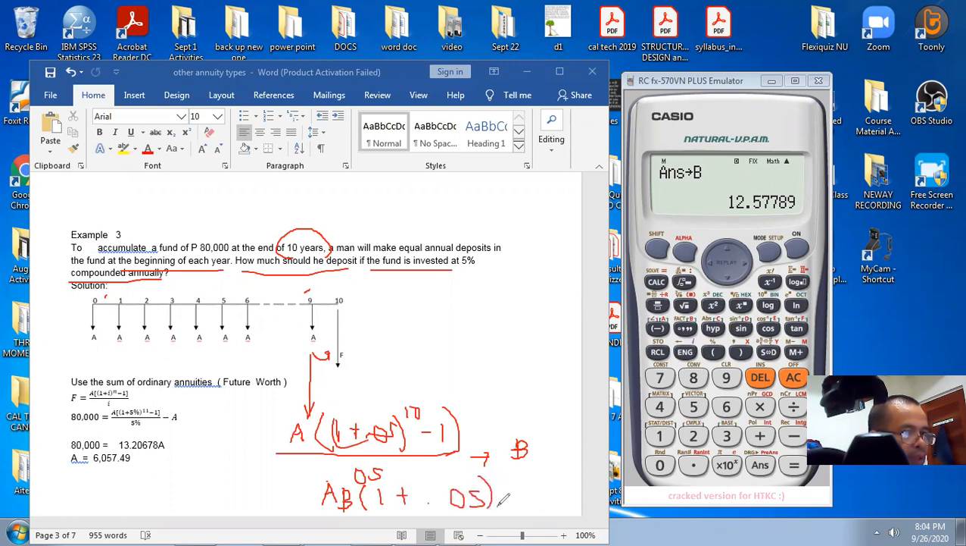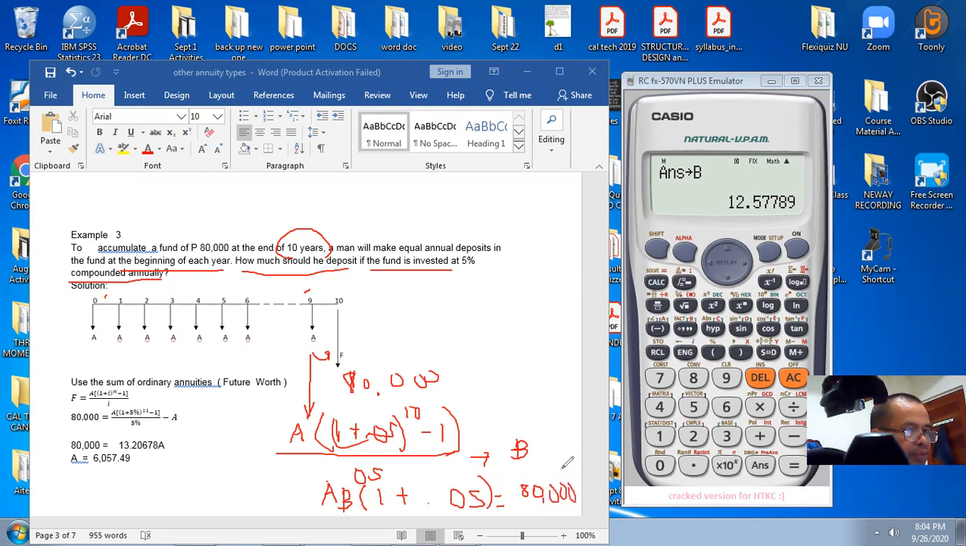And this must be equal to what? This must be equal to, the total value must be 80,000 here. So that must be 80,000. So this is 80,000.